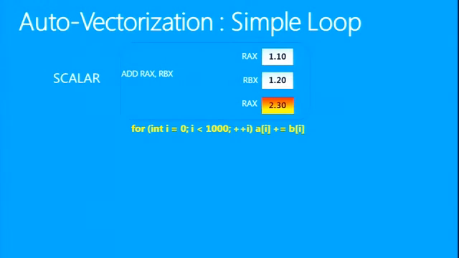So in order to execute that entire loop of 1,000 iterations, we need to do that same set of operations 1,000 times.